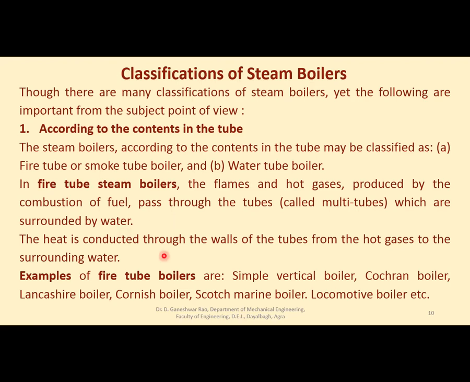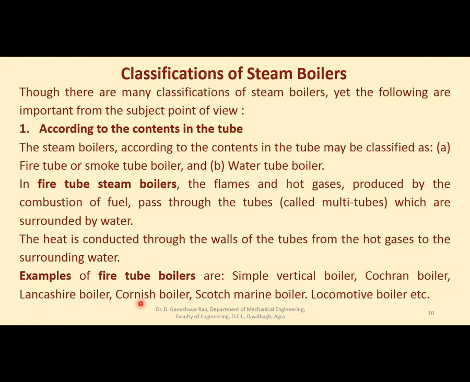Heat is conducted through the walls of the tubes from the hot gases to the surrounding water, and water is converted to steam. Such a system is called a fire tube boiler. Examples are simple vertical boiler, Cochran boiler. Cochran boiler तो इस समय टेक्निकल कॉलेज में लगा हुआ है, इंजीनियरिंग फैकल्टी में पहले था, अब नहीं है इस समय वर्किंग कंडीशन में. If anybody wants to see, one can go to the heat engines lab of the technical college and see the Cochran boiler there, which used to work once upon a time.